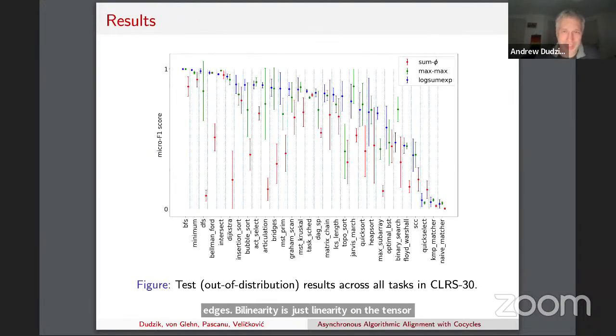And generally, as expected, the sum GNN did terribly, but we also saw some improvement from the bilinear version, where, by the way, we used a smooth approximation to max, namely log sum exp.